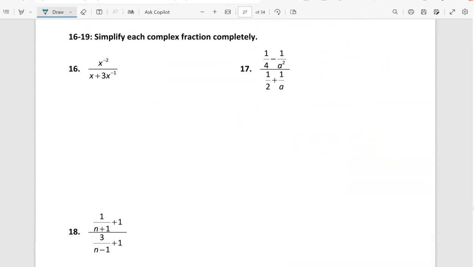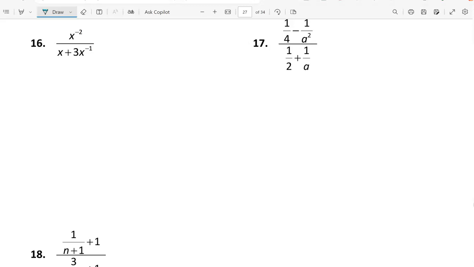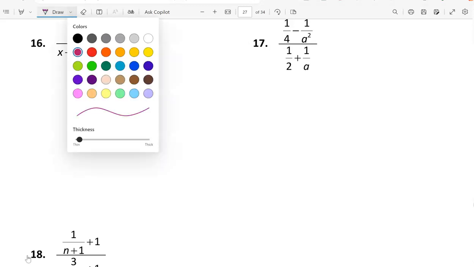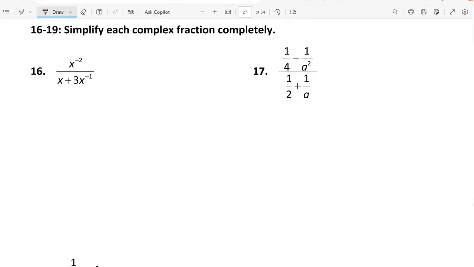All right, let's move on to the next section, which is complex fractions. And in a complex fraction, we can have a complex fraction that doesn't necessarily look like a complex fraction. So when we simplify it, we may want to change each of these negative exponents to an expression that is expressed with positive exponents, so it'll be in fraction form. So x to the negative 2 is 1 over x squared. And then x to the negative 1 is 1 over x.